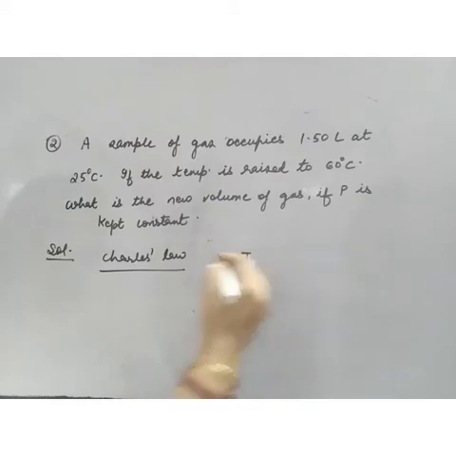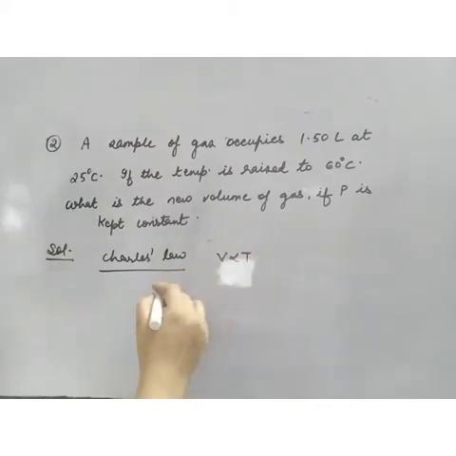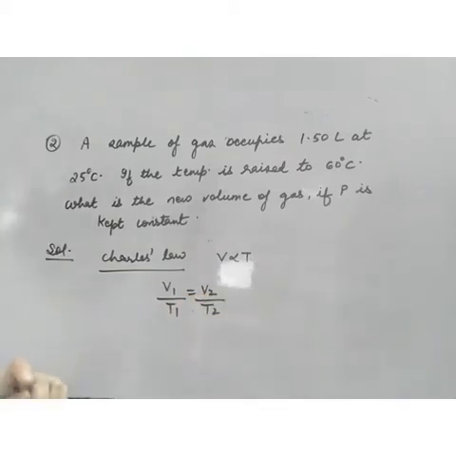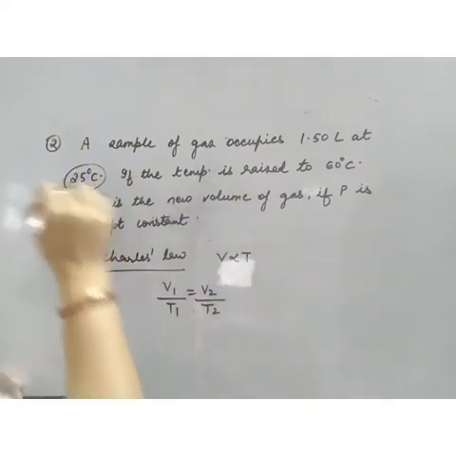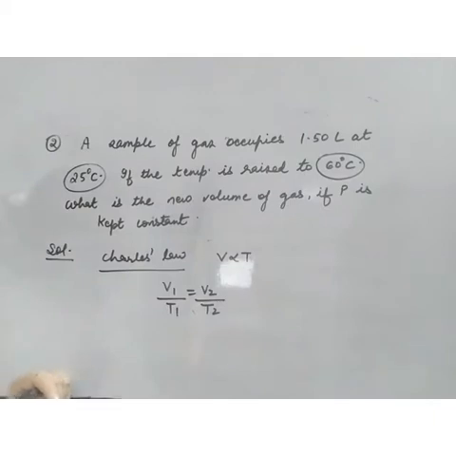V is proportional to T. And what is the mathematical relation? V1 upon T1 is equal to V2 upon T2. So this question will be solved on this basis. But before solving the question, we have to convert this temperature to Kelvin. Because what is the SI unit for temperature? It is Kelvin. So we'll convert this.